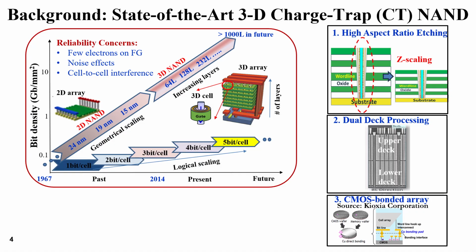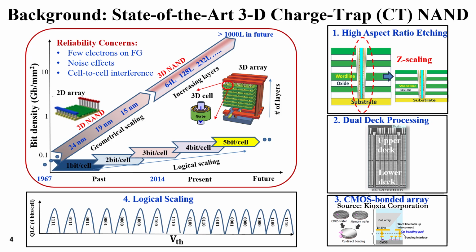At the same time, logical scaling progressed from SLC to MLC, TLC, and QLC, and even beyond, storing up to 4 or 5 bits per cell. These architectural innovations improve the density quite a bit, but still retain the charge loss mechanisms from their past predecessors. To understand radiation effects, we must first understand how charge is lost in 3D NAND structure.